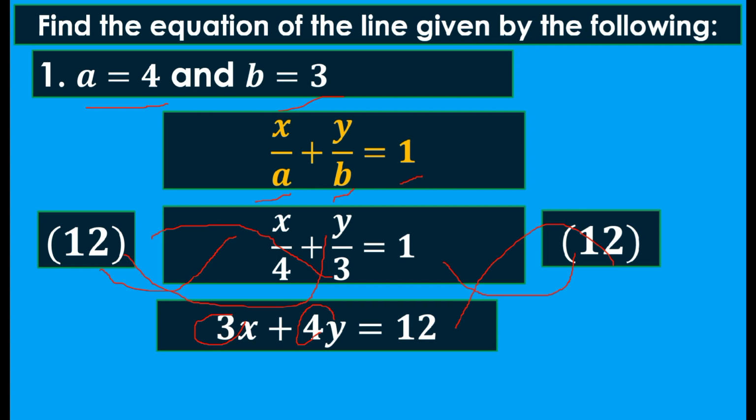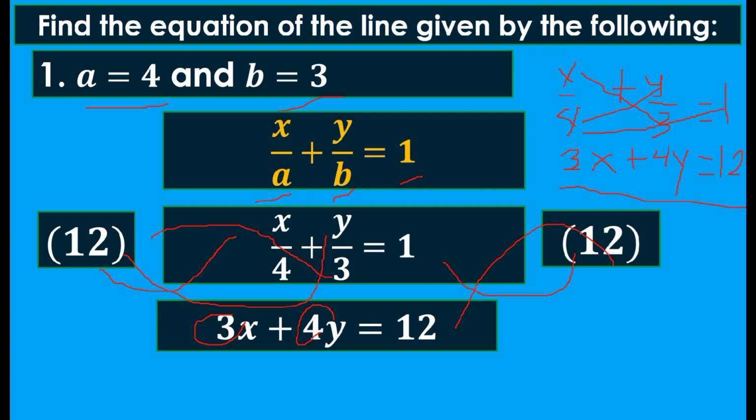Okay, I'll give you the shortcut way class. This is how you do it. We have your x over 4 plus y over 3 equals 1. You do the cross multiplication. So 3 times x, I could say 3x. Then y times 4, plus 4y. And then, multiply 1 times 3 times 4, we have 12. O, diba? Ang bilis. So, 3x plus 4y equals 12.